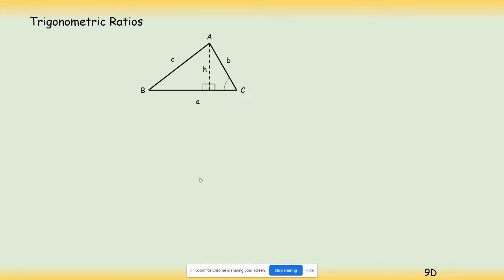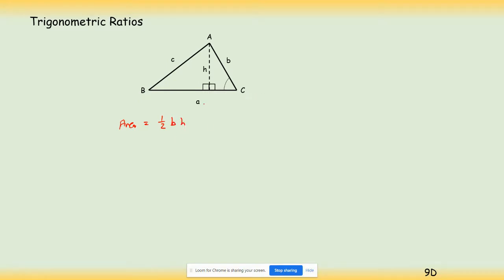Okay, so we've got a triangle here. It's an ABC triangle. It's nicely labeled. We've got the angle A, the side A, angle B, and so on. Now, I'm sure you can recall how to find the area of a triangle. Its area is equal to half the base times the height, B times H.